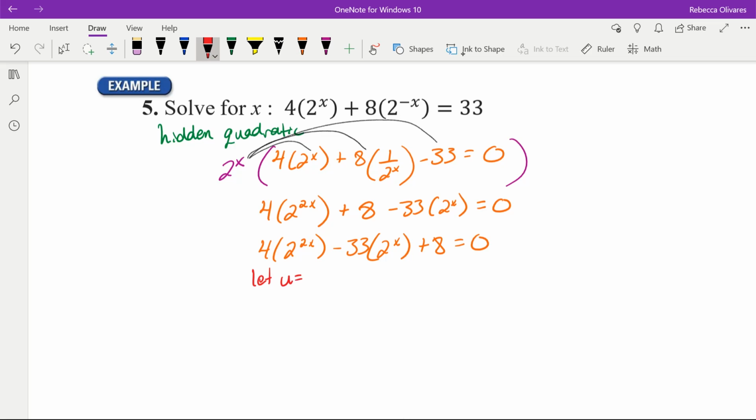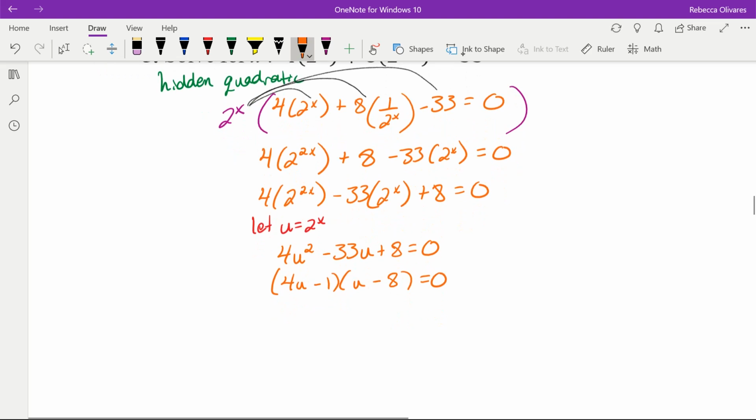So if you want to do that, introducing the u variable, we can do that here. We can let u equal 2 to the x. You're always going to pick that middle term for the u value. So now I have 4u squared minus 33u plus 8 equals 0. Let's factor that. It's a quadratic. That factors as 4u and then a u and then an 8 and a 1, and those are both going to be negative. That works out there. So we're going to end up with u equals 1/4 and u equals 8.